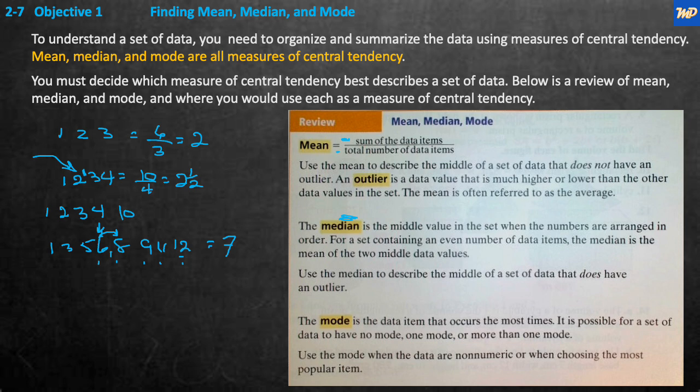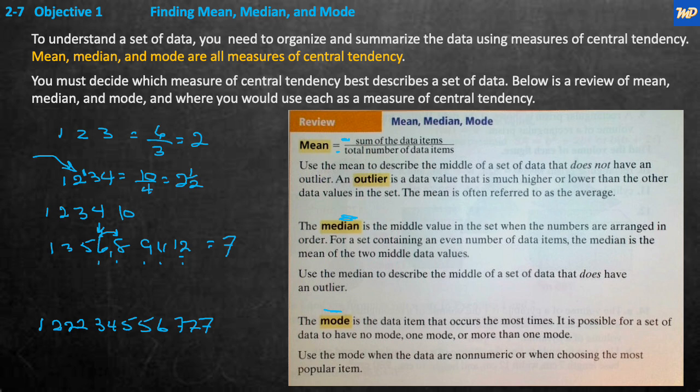The mode is the data item that occurs most often. It is possible for a set of data to have no mode, one mode, or more than one mode. So let's look at it. For mode: 1, 2, 2, 2, 3, 4, 5, 5, 6, 7, 7, 7. These are all separate numbers. So the mode would be, it says, the data that occurs most often.